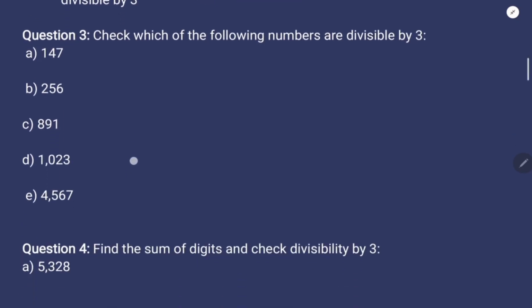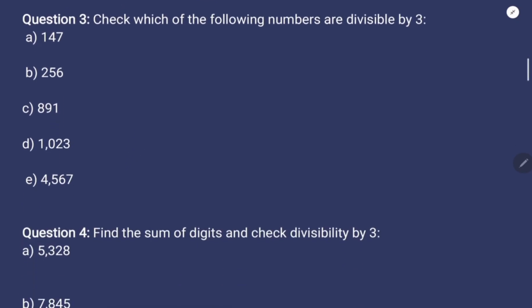Okay, so let us do some examples now. We have 147. I will calculate 1 plus 4 plus 7. That is equal to 12. Now you tell me, is 12 divisible by 3? You will say yes, 12 is divisible by 3. So that means 147 is divisible by 3. Yes, it is divisible by 3.